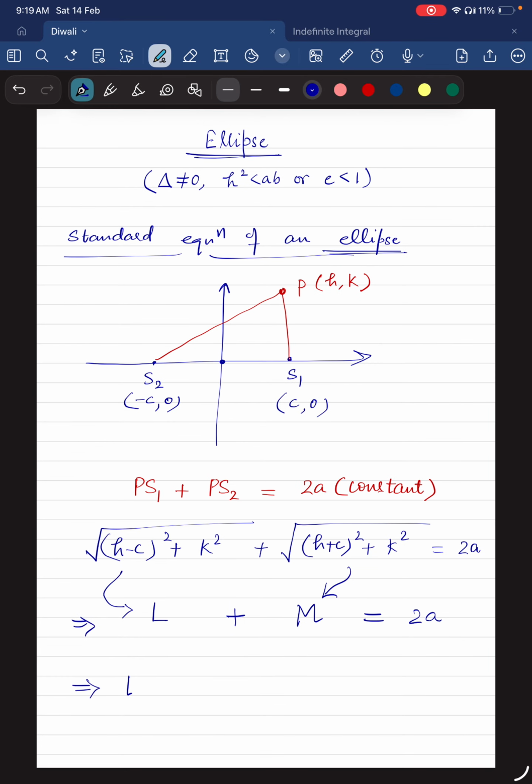If I write L square minus M square, then L square means I have to whole square this particular square root expression. When I whole square this expression, the under root would be removed and I'll be left with h minus c whole square plus k square. So this is my L square, as I have considered this under root as M. On whole squaring it, I'll be getting h plus c whole square plus k square.